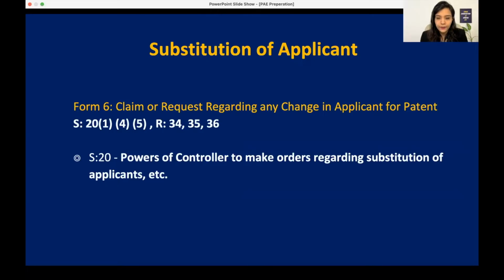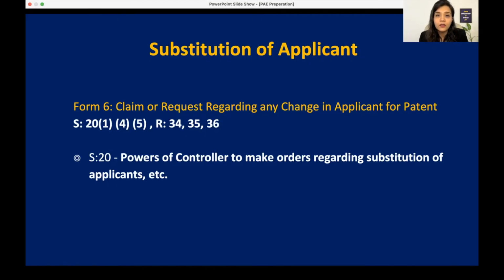So now, for example, there is a patent application and there is a dispute on who is the applicant of the patent. Or, for example, 3 people are holding rights on the patent, people X, Y, Z, and Z dies. Then who will hold the right of that patent? To tackle all these situations, we have the substitution of applicant clause in section 20. Whenever there is such a situation, the controller has the right to make orders regarding substitution of the applicant.